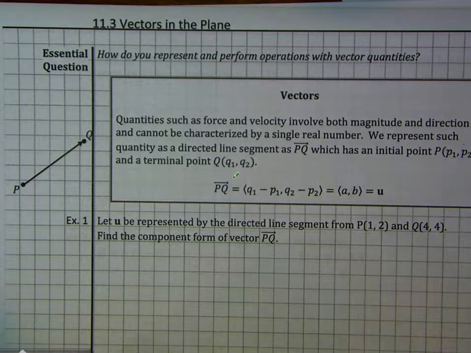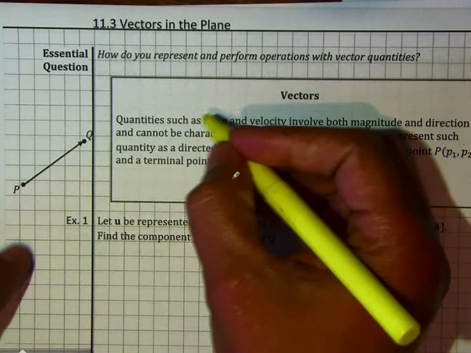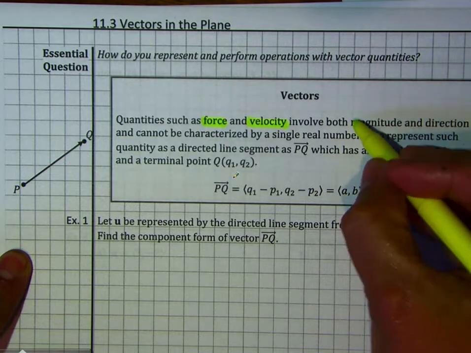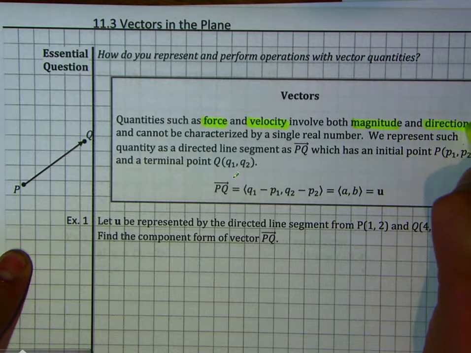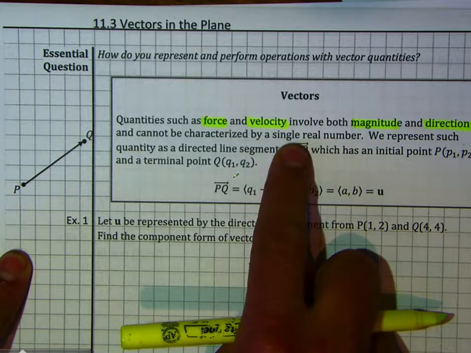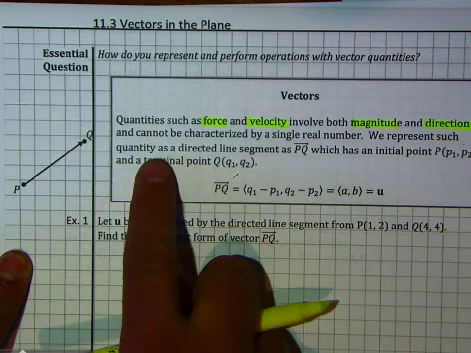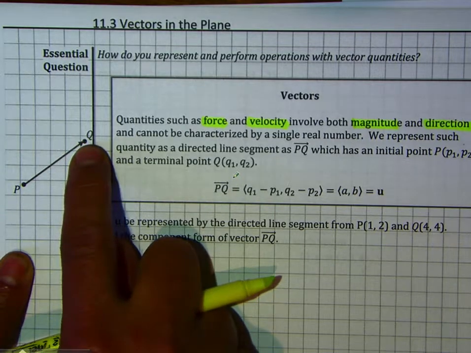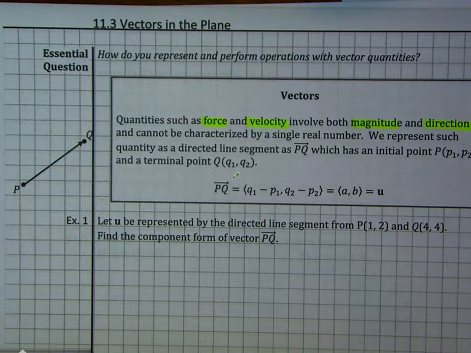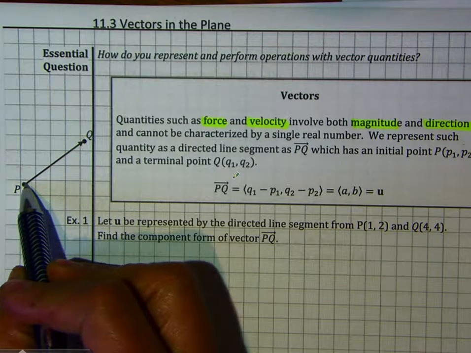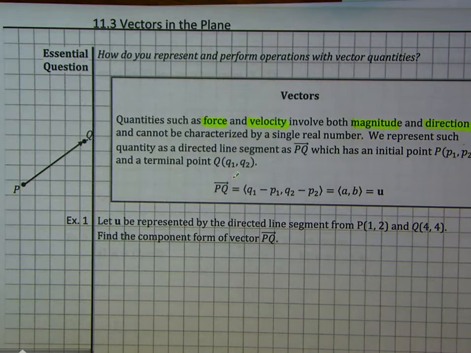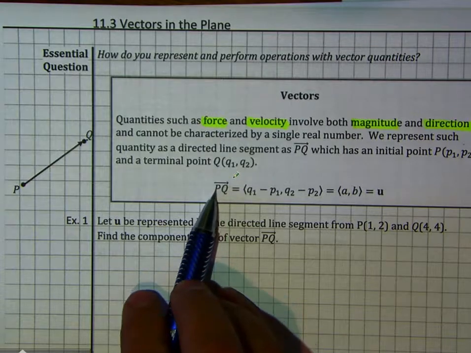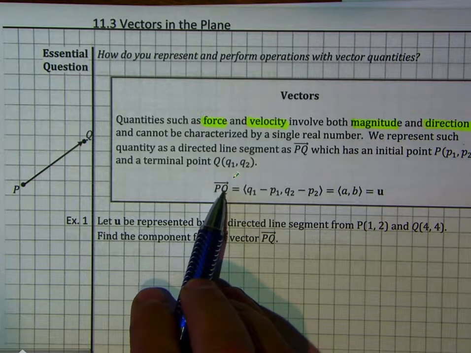Excellent. So quantities such as force and velocity involve both magnitude and direction. So we're going to have two components, magnitude and direction. It cannot be characterized by a single real number. We represent such quantities as a directed line segment, PQ. So in this case we have a P and a Q, which has an initial point, P, and a terminal point, Q. Notice that this is a ray, which starts with P and continues to Q.